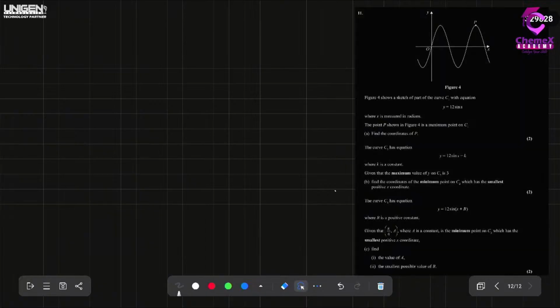So how to do? Figure 4 shows a sketch of part of curve C1 with the equation y = 12 sin x, where x is measured in radians. P shows the maximum point of C1. Find P. Before we do that, first you need to know the sine graph.